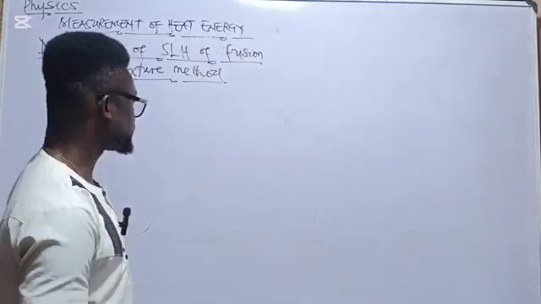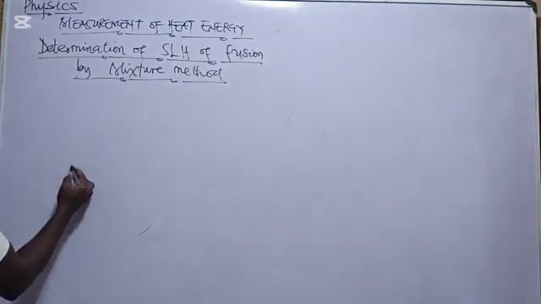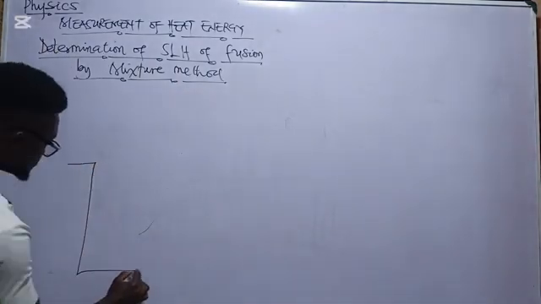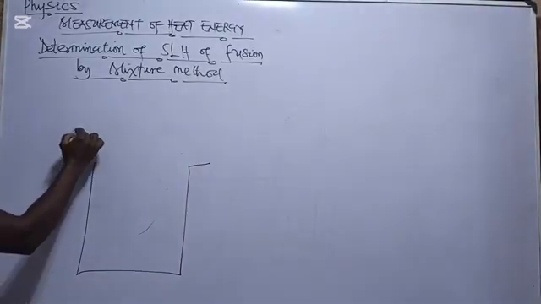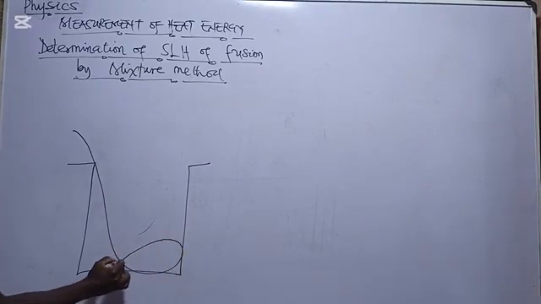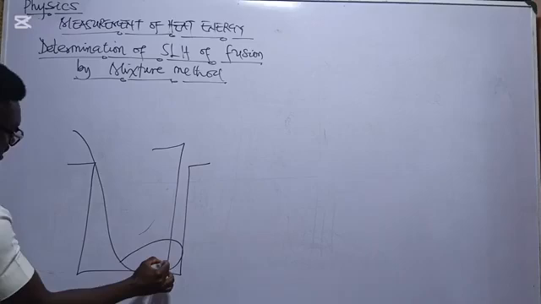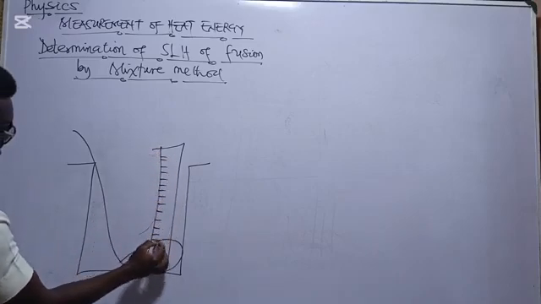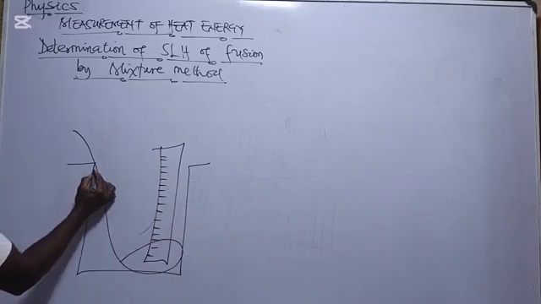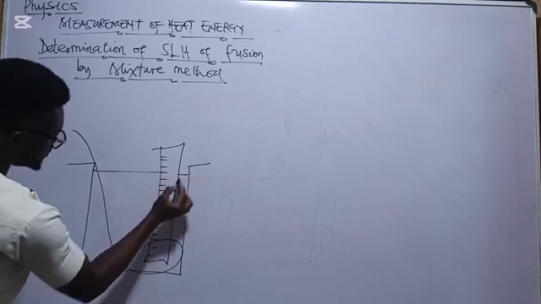Now let's get to the board. Let's say we have this as a calorimeter. Normally, a calorimeter will come with a stirrer and also with a thermometer. So we have this apparatus, then closed at the surface.